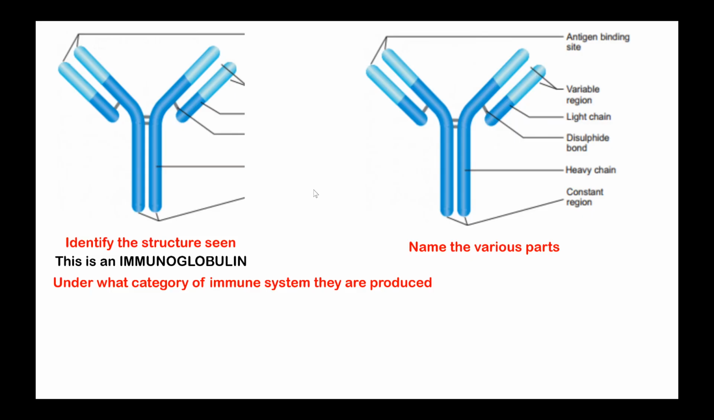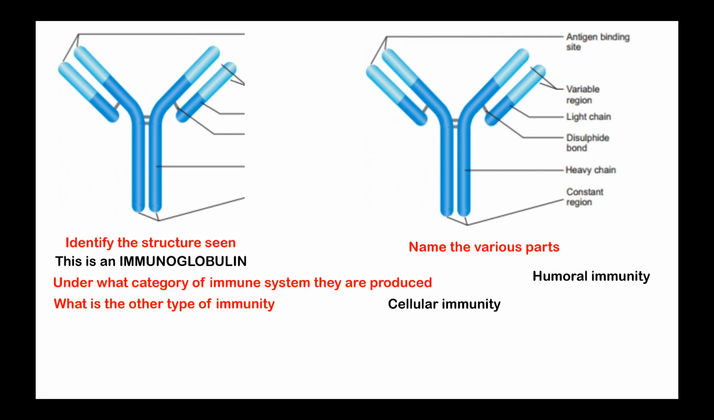Helper cells and immunity: humoral immunity and cellular immunity. Which category will it come under? Humoral immunity. What is the other type of immunity? Cellular immunity. What is the most common immunoglobulin? IgG, that is the maximum.